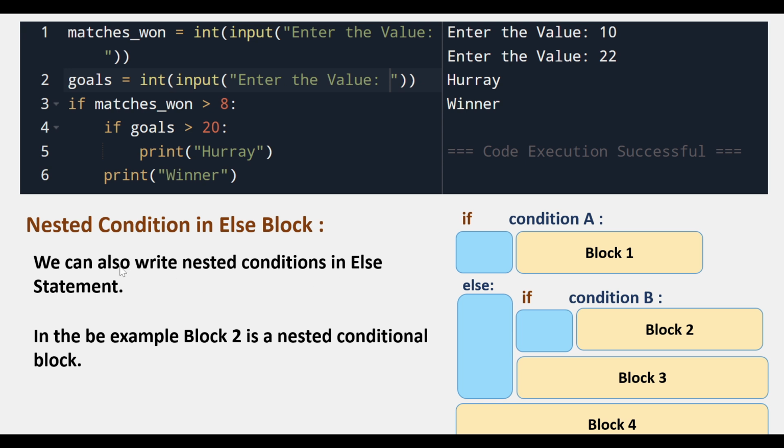We can also write nested conditions in the else statement. Else is based on the if condition being false, and even then we can have many conditions. I already told you the previous example of man and woman. If the condition is true, man will be printed. If the condition is false, woman will be printed. This type of if condition will come.